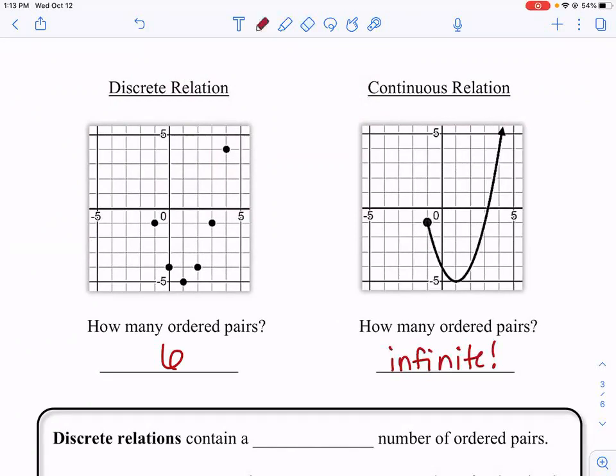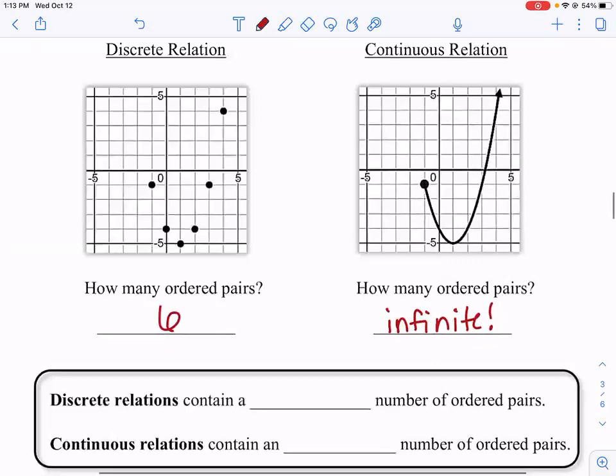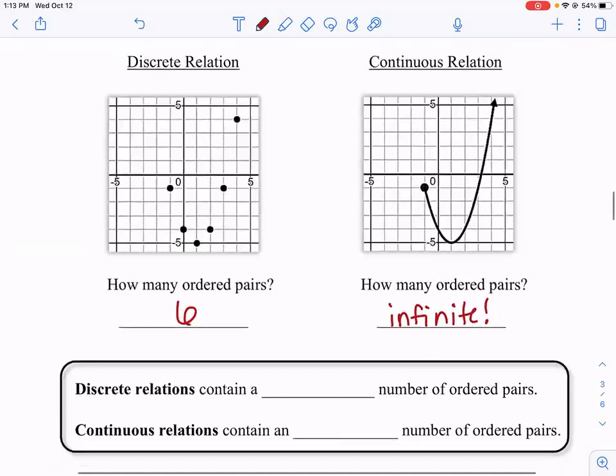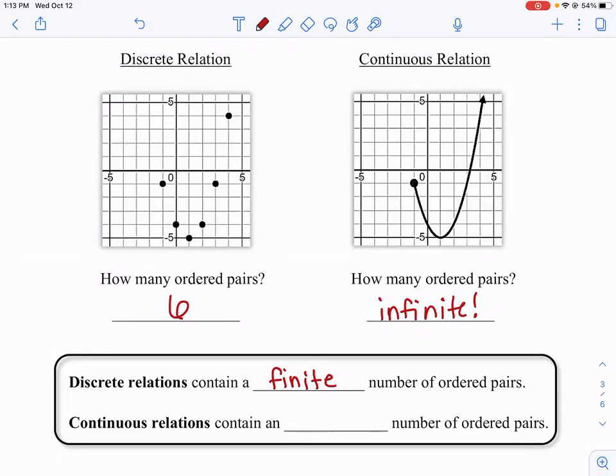Okay. So what I want you to understand is that a discrete relation is going to have what I consider a finite number of ordered pairs. We can actually count them. Whereas a continuous relation is going to have an infinite number of points. And we're going to be able to connect them. Do you see how we can put our pencil on here and not move it? Whereas from here to here to here, I have to pick my pencil up. But the line's not really there because there aren't coordinates in between.